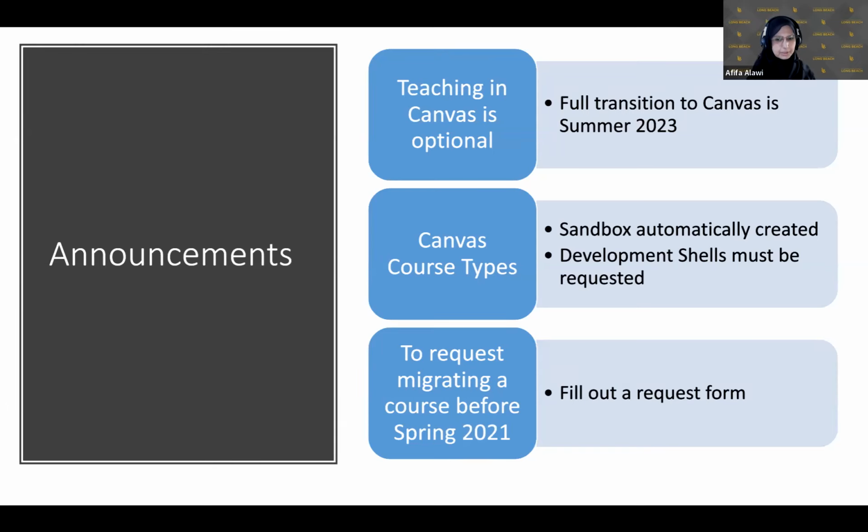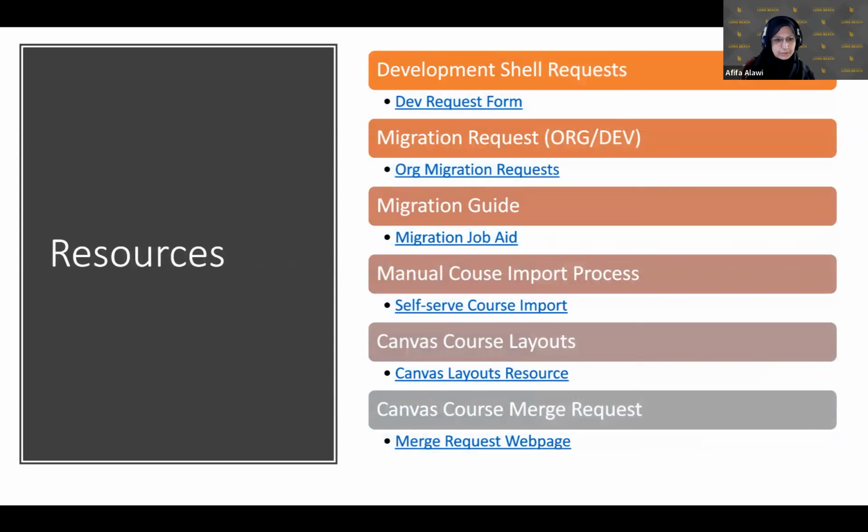For the Canvas course types, by default, you should have a sandbox. Sandboxes are automatically created for faculty. However, for the staff, the sandboxes are not created automatically yet. But if you request, we can create a sandbox for the staff member. We can also create development shells for you, but please make sure to request a development shell if you feel you need one. To request a migration of a course before the spring of 2021, please fill out the request form, and we will provide those links in the chat for you later today.